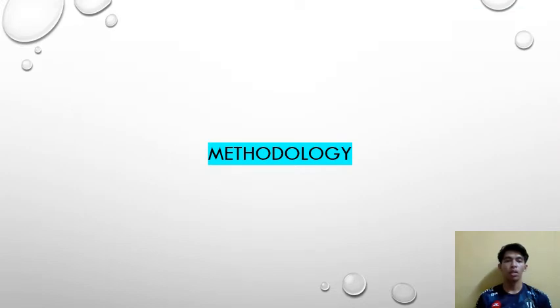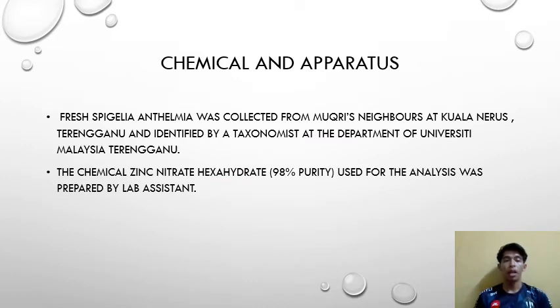Chapter 3 is methodology. Chemical and apparatus. Fresh Spigelia anthelmia was collected from Mukim Neighbors at Kuala Nerus, Terengganu, and identified by a taxonomist at the Department of University Malaysia Terengganu. The chemical zinc nitrate hexahydrate used for the analysis was prepared by the lab assistant.